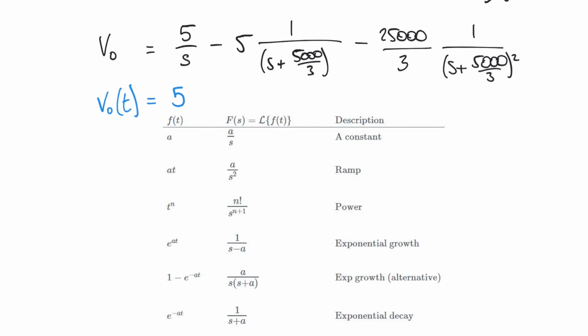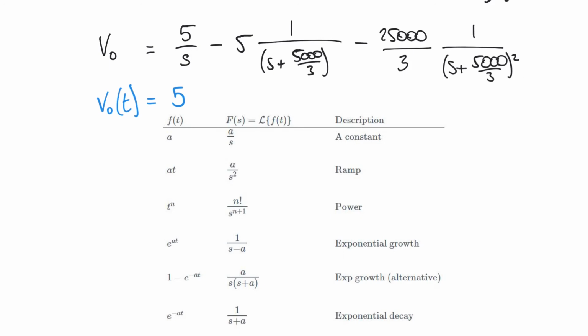Minus 5 multiplied by this 1 over s plus 5,000 over 3. Well, we said we're going to leave that 5 out of the inverse transform. It's still going to be in our result, but it's not affected by the transform itself.